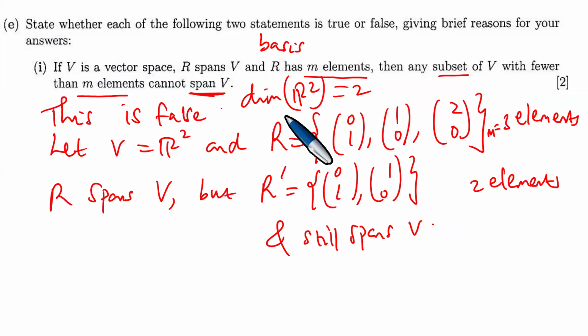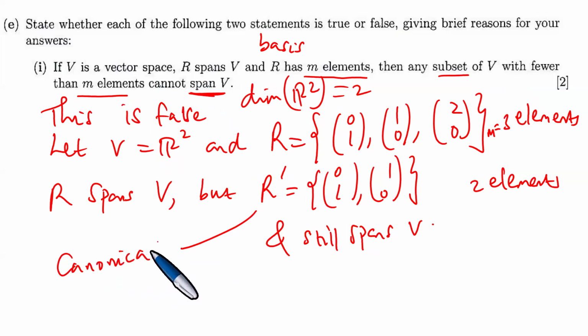Then any subset of V with fewer than M elements cannot span V. Well, we have 2 elements here and it still spans V. Because for it to span V, we just need 2 elements minimum. 2 elements minimum to span V, to generate V. And this kind of basis, we call it the canonical basis.